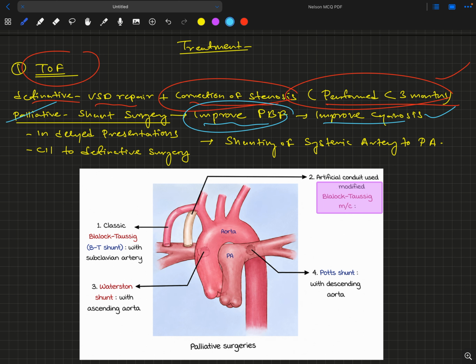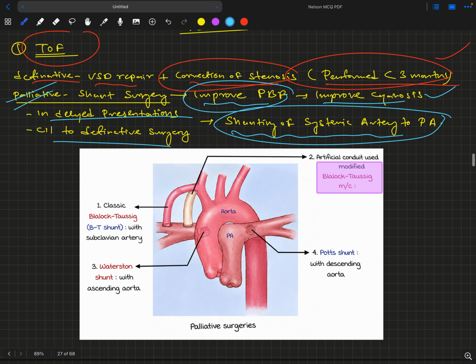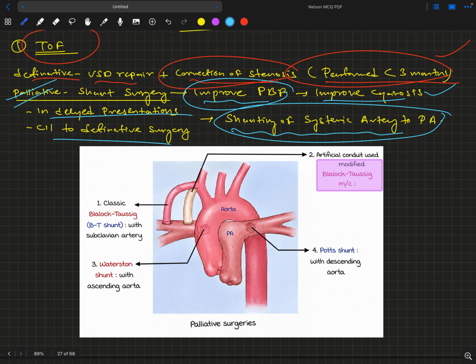Palliative or shunt surgery is done in delayed presentations, or if there is some contraindication to definitive surgery. It is a shunting of a systemic artery to the pulmonary artery. The main issue here is decreased pulmonary blood flow. What we do is increase pulmonary blood flow by connecting another systemic artery to the pulmonary arteries. So it is done as the Blalock-Taussig shunt.